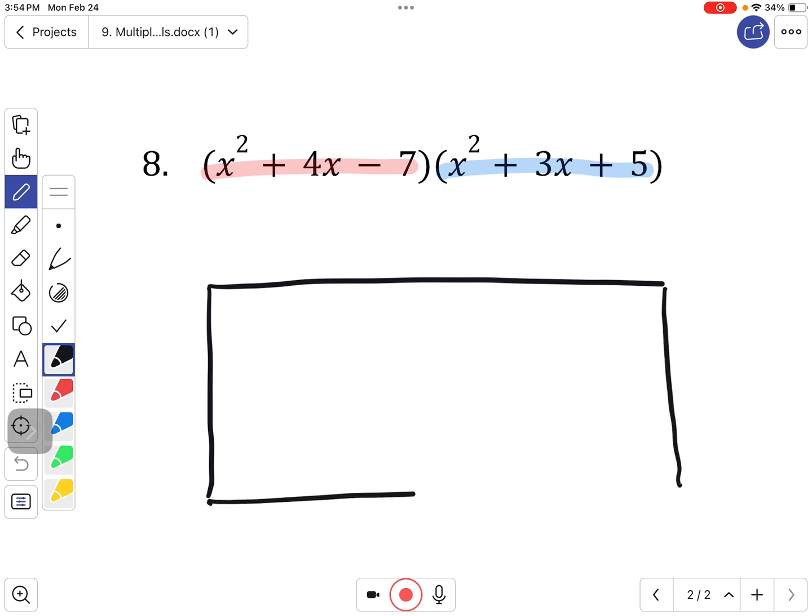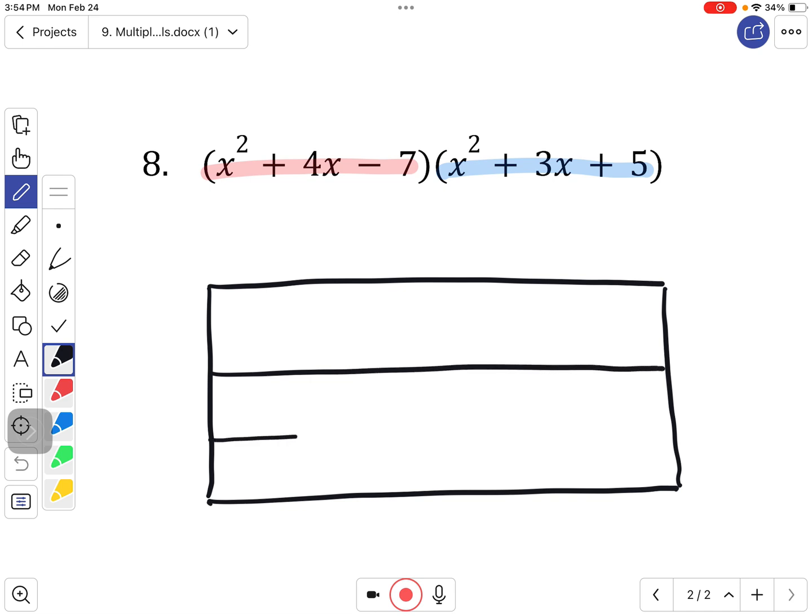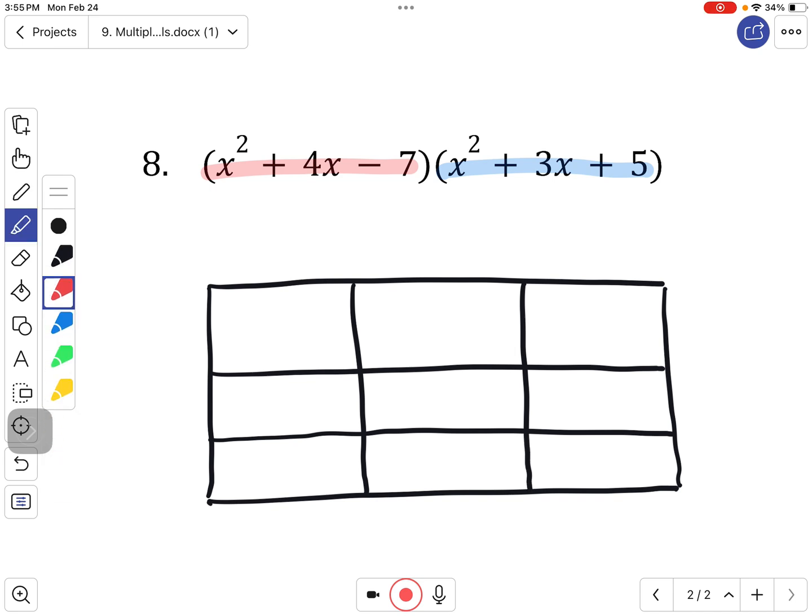If you want to attempt it doing the double distribution, go for it. You are welcome to do that. But if you get stuck, know that the box method is always an option too. Okay, so I'm going to put my rows in, and now I put my columns in. My first one's going to go down this side, and my other one's going to go across the top.